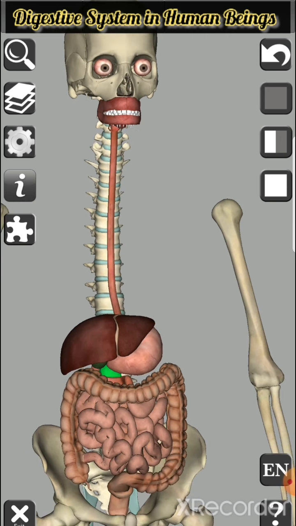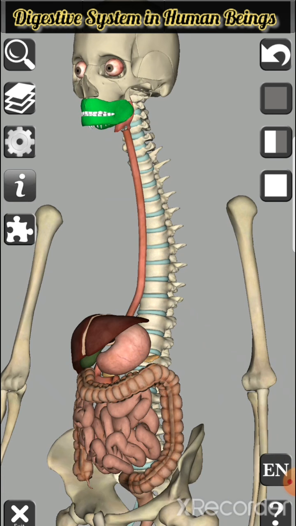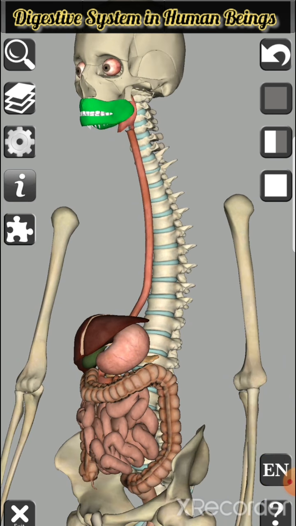Now from where does our digestion start? Our digestion starts here from our mouth. In our mouth we have different types of teeth, and these different types of teeth perform different types of functions. They completely chew our food and convert that food into small pieces.